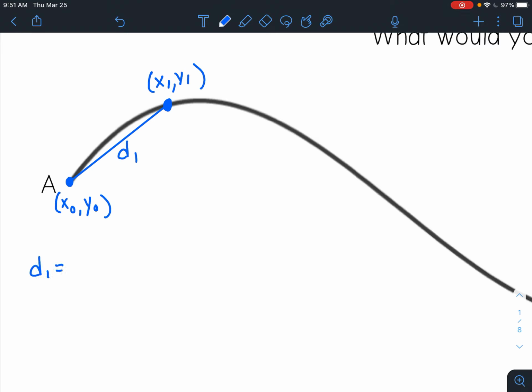We know from geometry class the distance formula is just the square root of the difference between the x's squared plus the difference between the y's squared. Basic Pythagorean theorem.